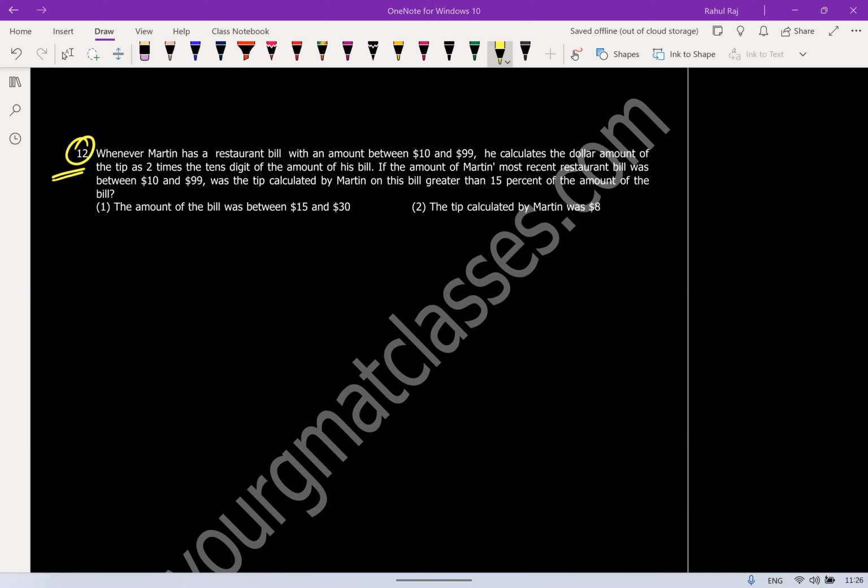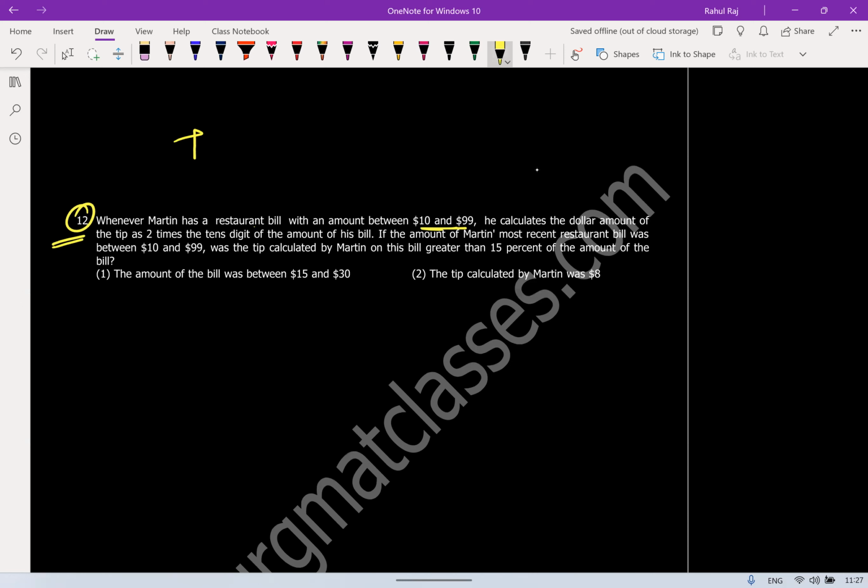So it says that whenever Martin has a restaurant bill with an amount between 10 and 99, he calculates the dollar amount of the tip as 2 times the tens digit of the amount of the bill. So write it very clearly: tip is nothing but twice the tens digit. If the amount of Martin's most recent restaurant bill was between 10 and 99, was the tip calculated on the bill greater than 15% of the amount of the bill?